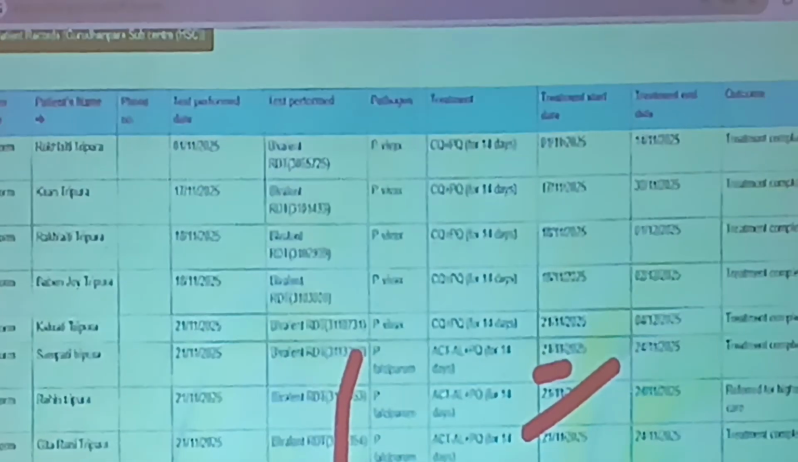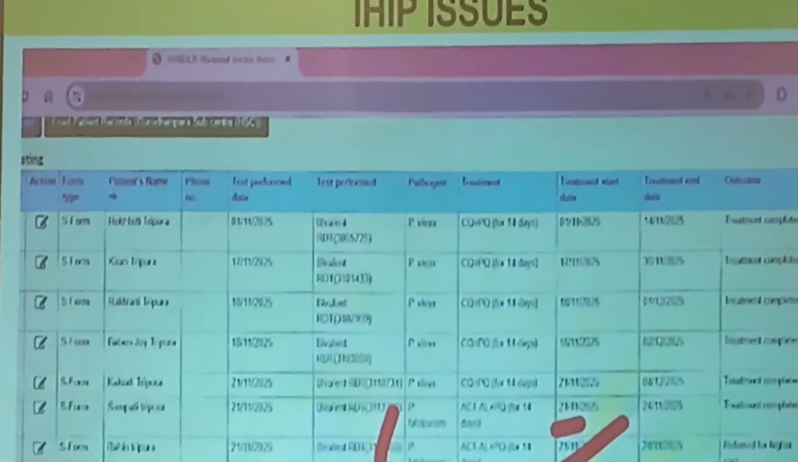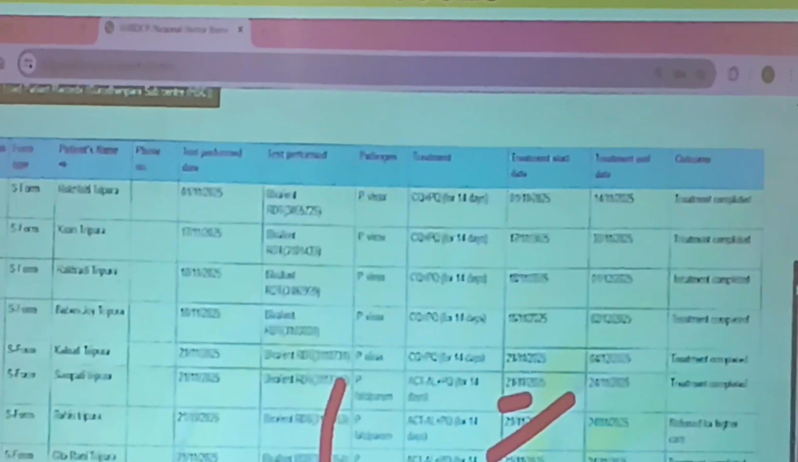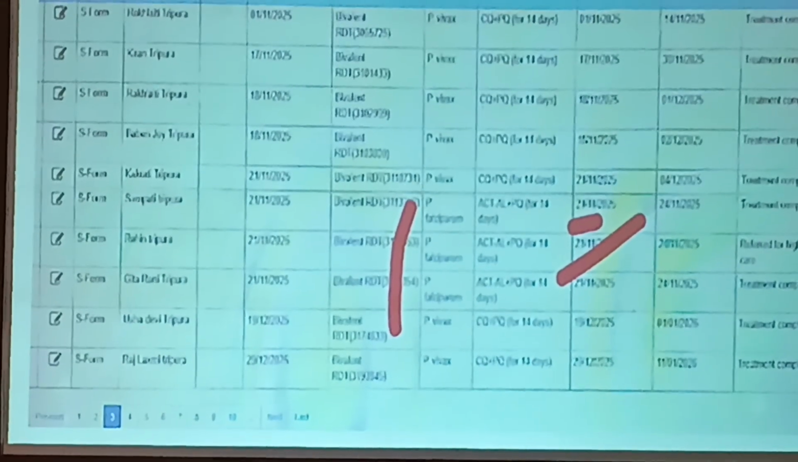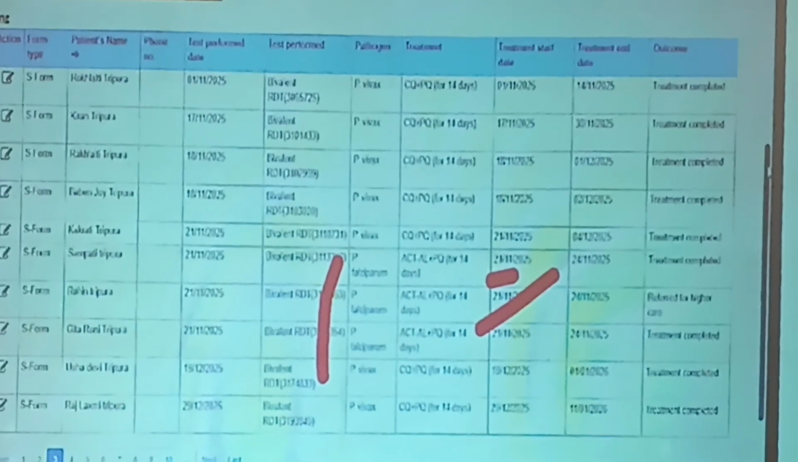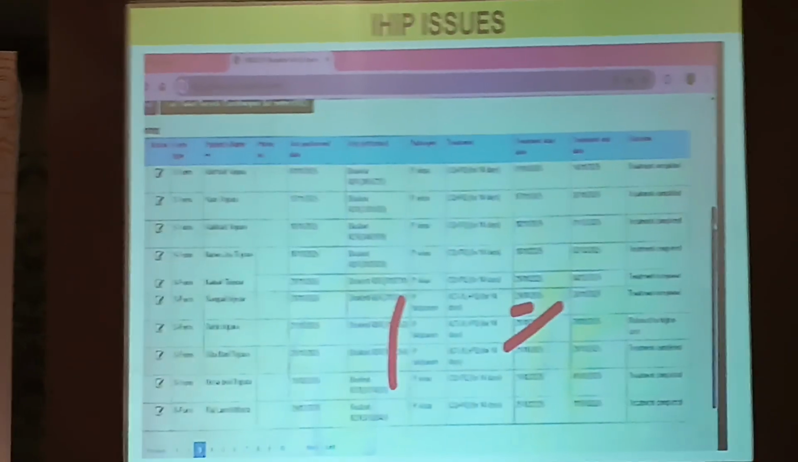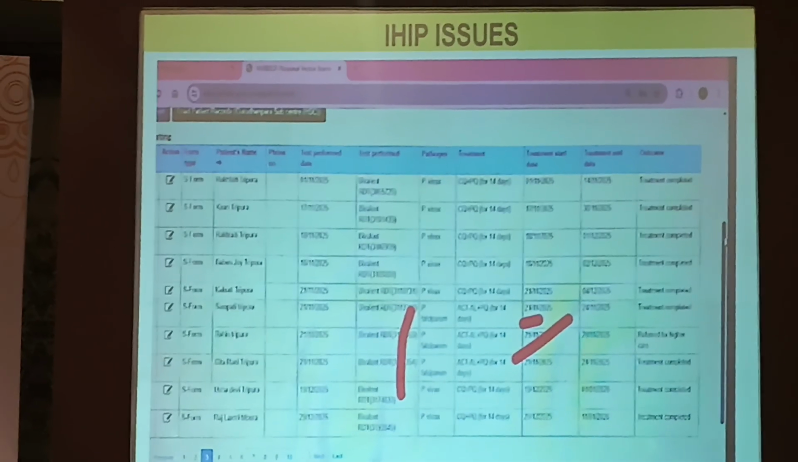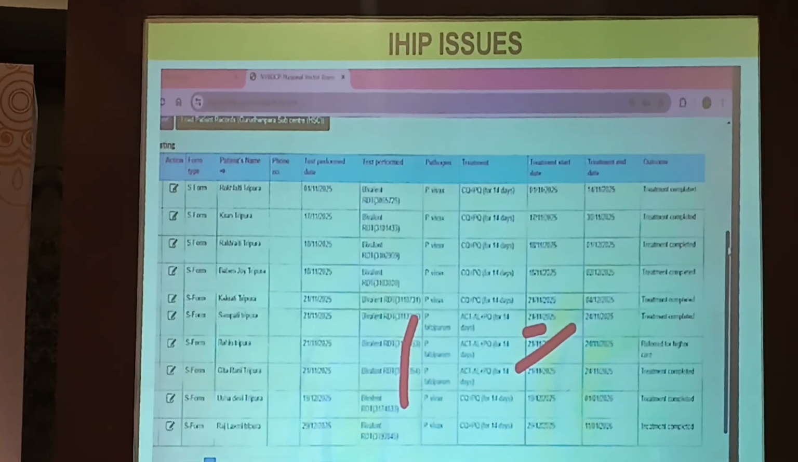This issue was picked up regarding the treatment of Helsiperum, and once it was corrected, it automatically gets reverted back to the 14 days pyrimethamine treatment schedule. So this point was highlighted and it was corrected also, but it is persisting. It is happening again. So I spoke to Navinji, so hopefully it will be sorted out very shortly. These are the intrinsic issues pertaining to the functioning of the IHIP.